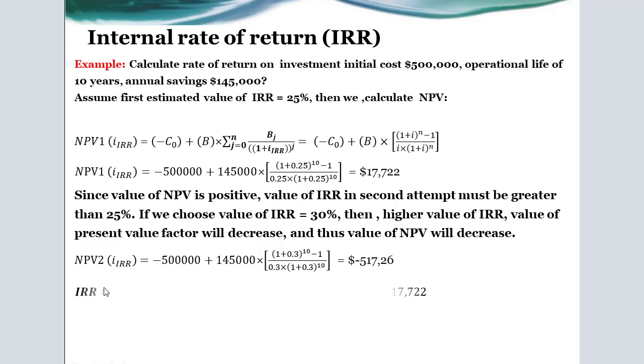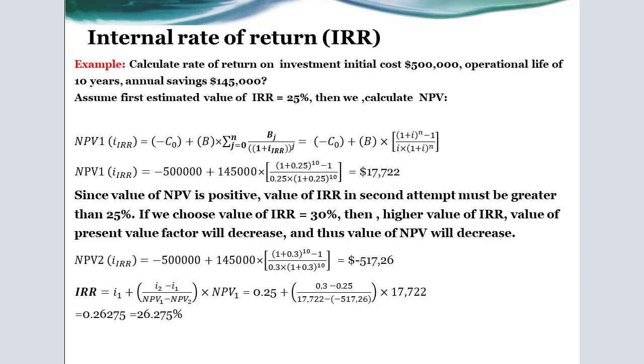So, while we are doing our calculation in this equation, IRR, this is the trial equation, equals I1 plus I1 in case 2 minus I1 in case 1 divided by net present value in iteration 1 minus net present value in iteration 2 multiplied by net present value in iteration 1, and we substitute these values, and we will get the final value of net present value, which equals 26.25, and in this way we calculate the net present value by using the equation.